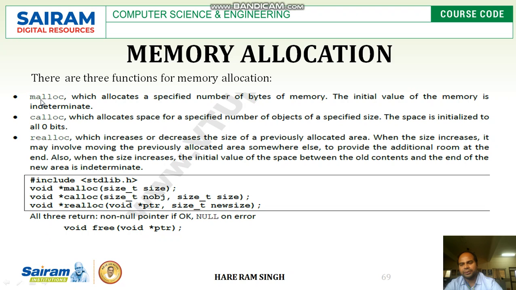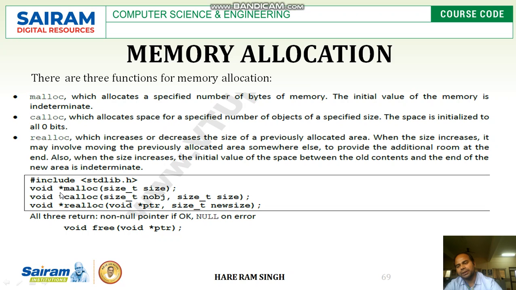Next is realloc. Realloc increases or decreases the size of previously allocated memory. Suppose previously 50 MB of memory was allocated to a process P. Now during runtime, process P comes to know that it doesn't need 50 MB. So using realloc we can decrease the size of memory allocated to the process, or based on requirement we can also increase the size of memory provided to a process.